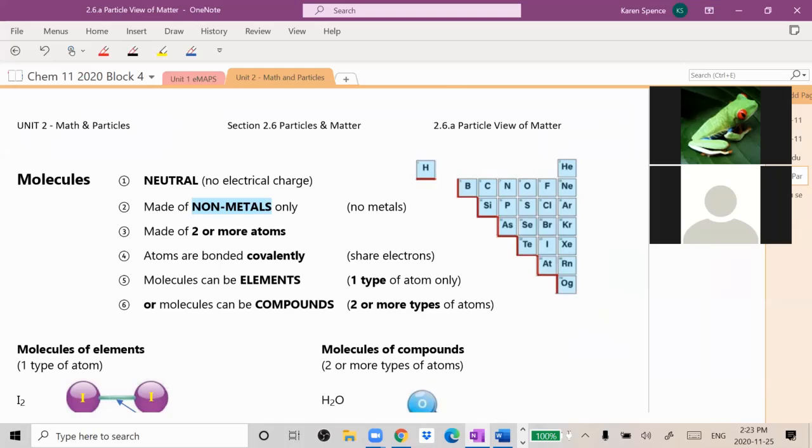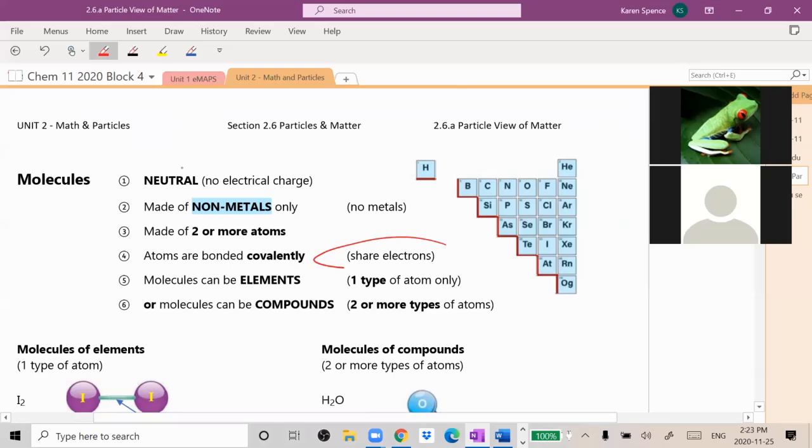Molecules are neutral. Molecules are neutral. They have no electrical charge. They are made of nonmetals only. We said that before. They must be made of 2 or more atoms, and they are bonded covalently. We said that before. What does it mean to be bonded covalently? It means they share their electrons, okay? And what that's going to look like, and maybe this will be the last thing I teach for today, is that if you have a hydrogen atom, we're going to use hydrogen because it's the simplest.